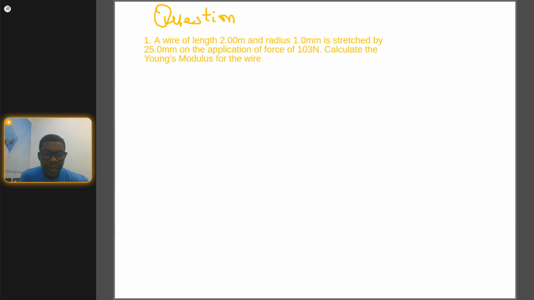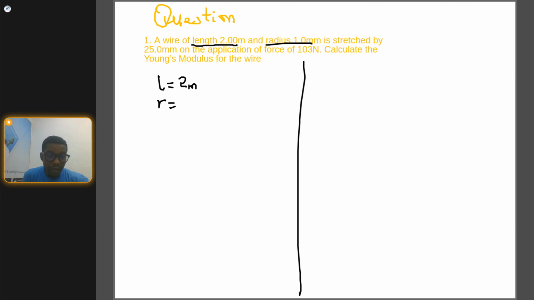A wire of length. So now you can see we are talking about a wire. That was what I used to explain the tensile stress and tensile strain. So a wire of length, you can hear the word length, so that means I have length, small letter L, is 2 meter. That's 2.00 meter. Underline this, it is one of the pieces of information given. Then we have radius. So that means r equals 1 millimeter, which is the same thing as 1.0 millimeter.